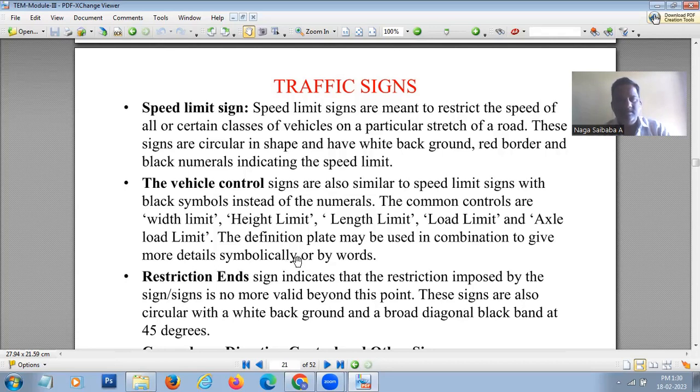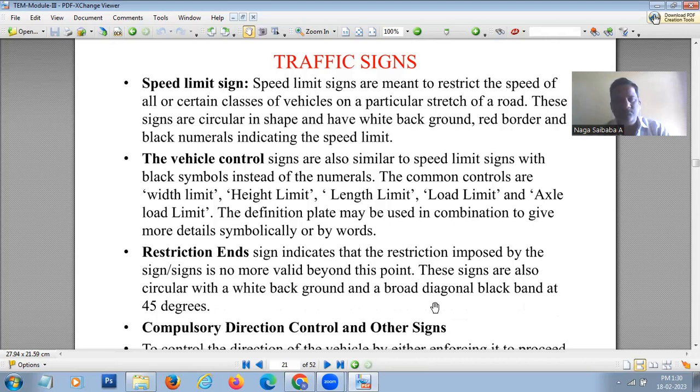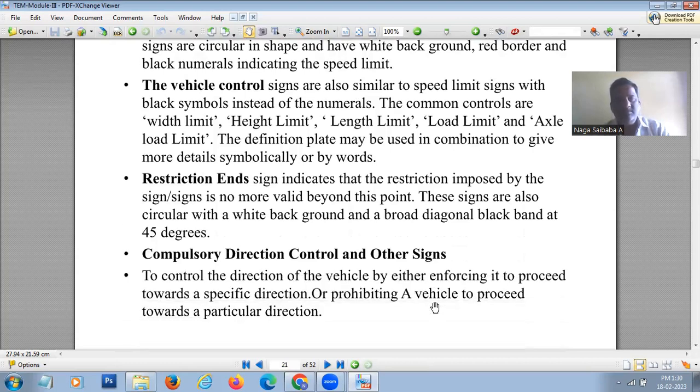Restriction ends. It is one of the regulatory or mandatory signs. It indicates that the restriction imposed by the sign is no more valid beyond this point. That means the restriction is ended. Beyond that, you need not follow the rule. You can go at your own speed. These signs are also circular in shape with a white background and a broad diagonal black band at an angle of 45 degrees.